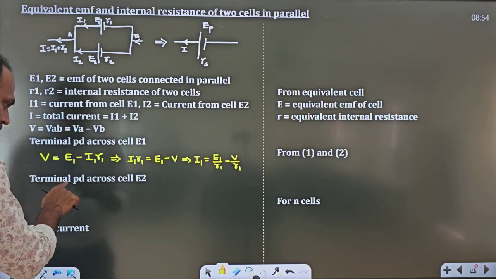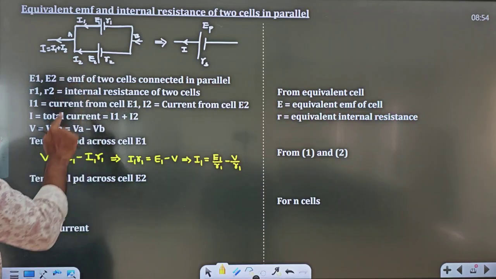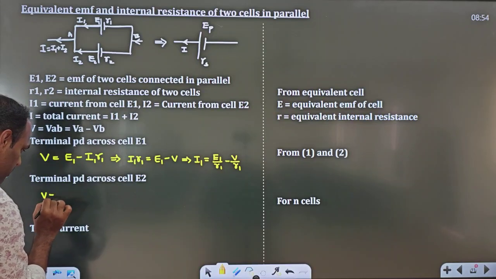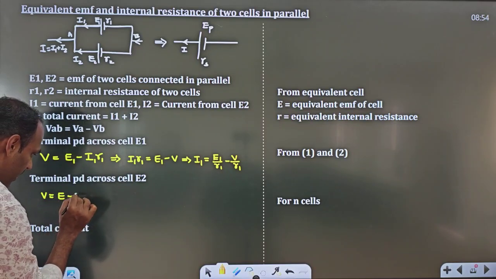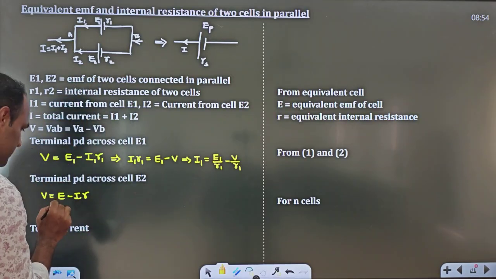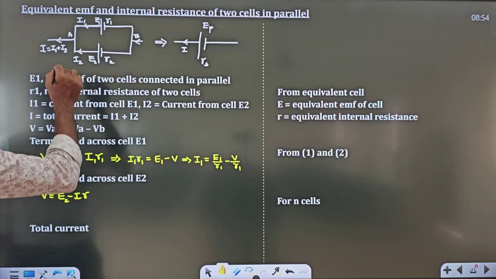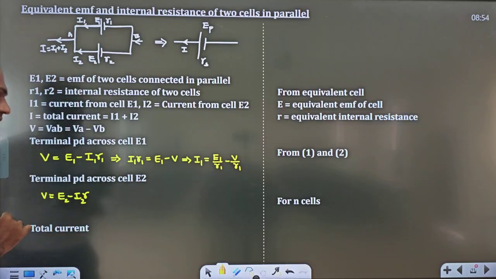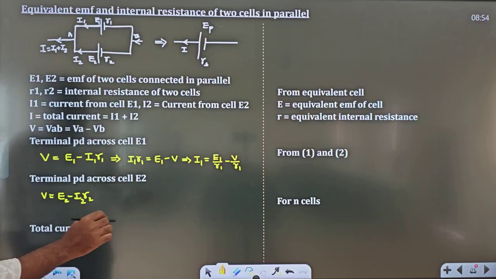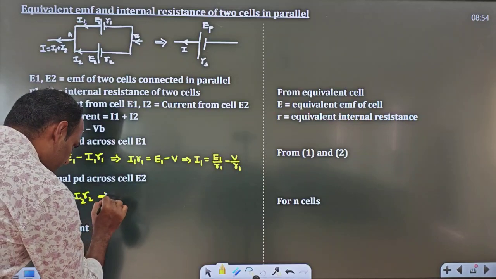Similarly, the terminal potential difference across E2, the second cell. So for the second cell, the terminal potential difference V is equal to E minus IR. Now the EMF of the second cell is E2, the current from the second cell is I2, and the internal resistance of the second cell is R2. Correct? Next, again equate for I2.